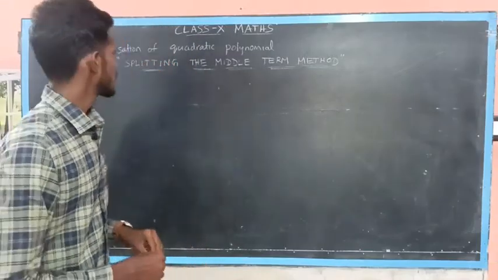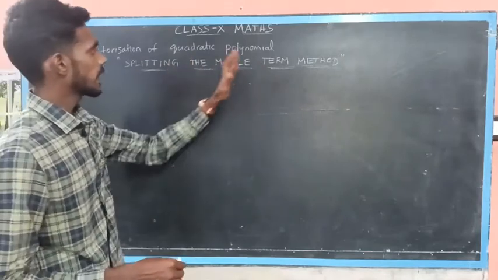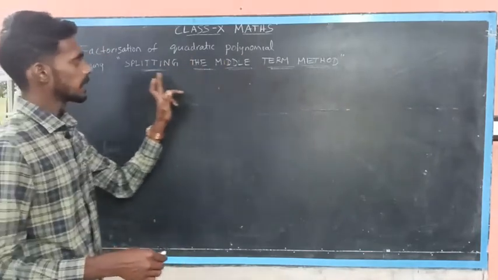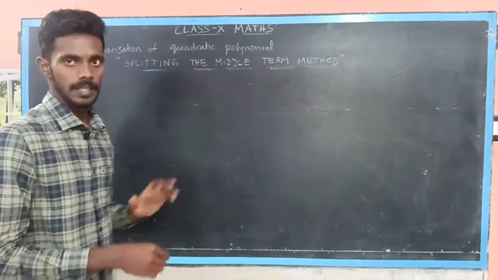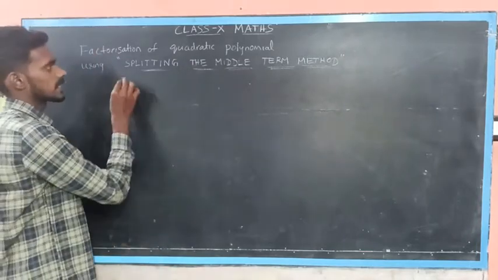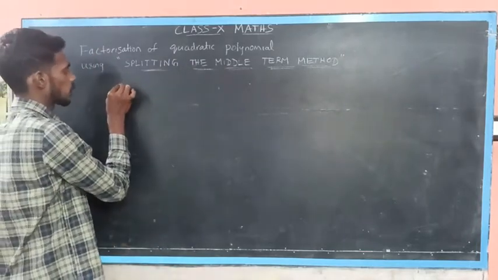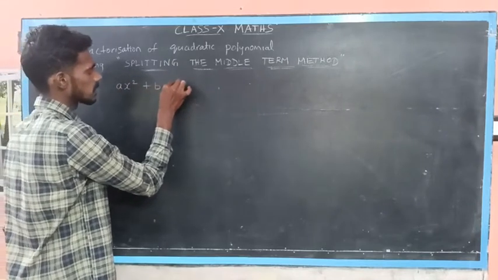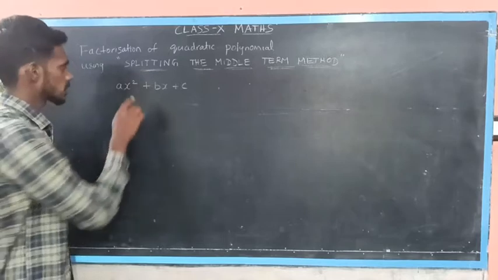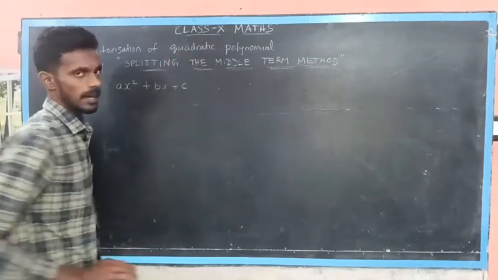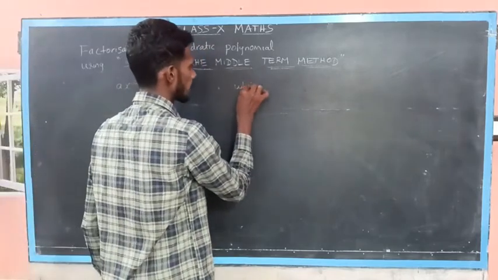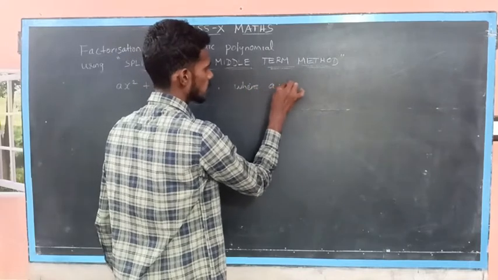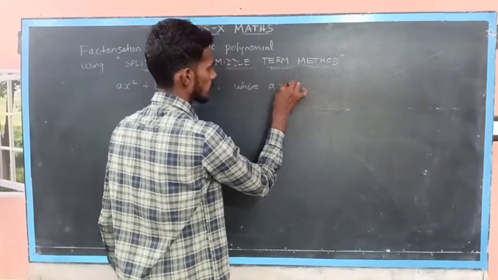Students, let's see the factorization of a quadratic polynomial by using the splitting the middle term method briefly. The general form of the quadratic polynomial is ax² + bx + c, where a is not equal to 0.